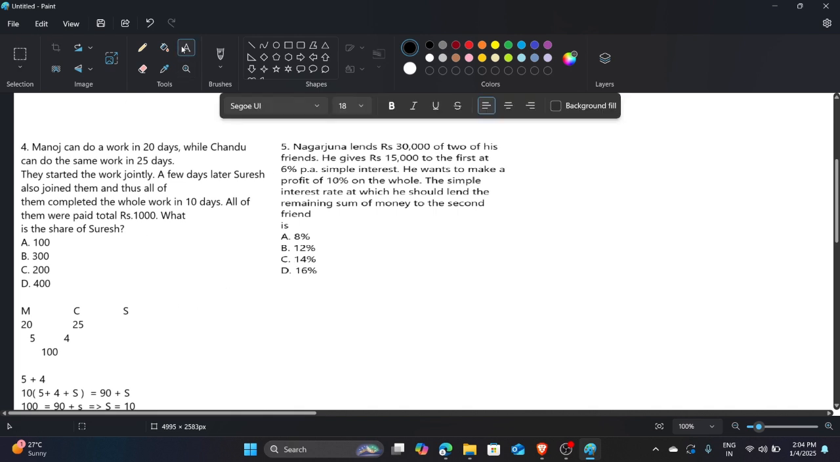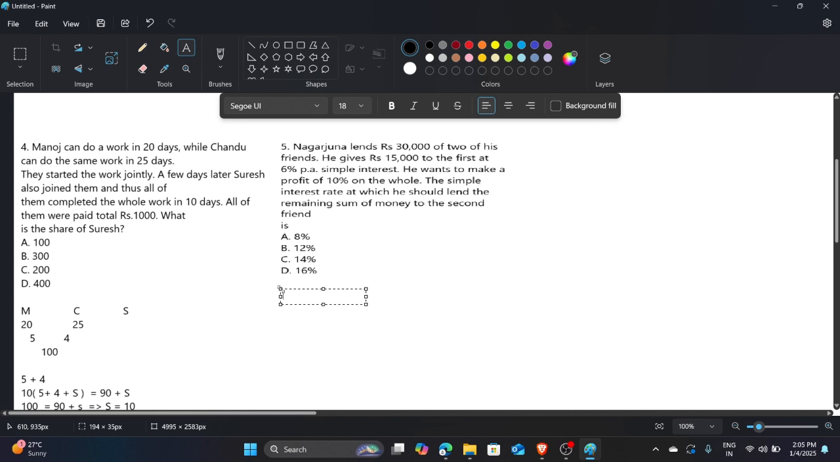Okay, yeah, this is another question. Nagarjun lends 30,000 rupees to two of his friends. He gives 15,000 to the first at 6% simple interest. He wants to make a profit of 10% on the whole. The simple interest rate at which he should lend the remaining sum of money to the second friend is?